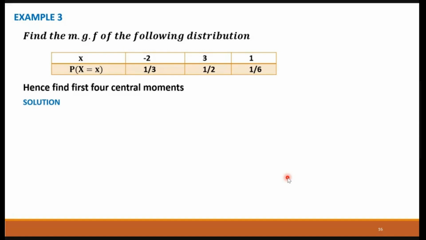Now, in this problem, the change here is they have asked only the central moments. Okay, so as we did earlier, we can do it the same way. You calculate M0 of t and then calculate mu1 dash, mu2 dash, mu3, and from that you can calculate the central moments. But if we want to calculate the central moments directly, can we do that? So what will we do then?